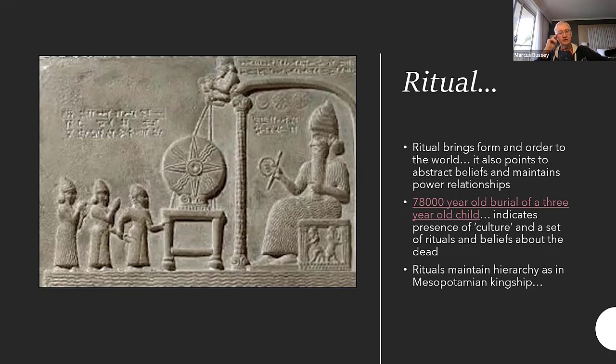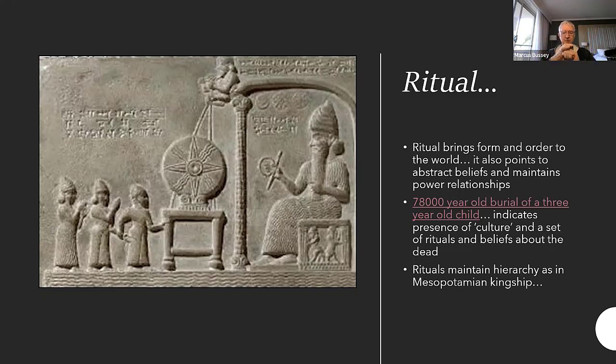Because one of the things that comes again, I'll wave this book, Songlines, at you, it was coming to me from that book, is the fact that songlines were sung, they were enacted, they were danced, and in these ways they were embodied. So what does ritual do? Ritual itself brings form and order to the world. It also points to abstract beliefs and maintains power relationships. So it does things. It brings some level of order to the world.